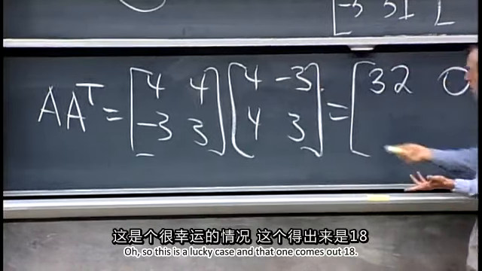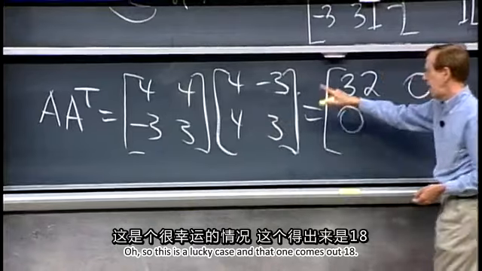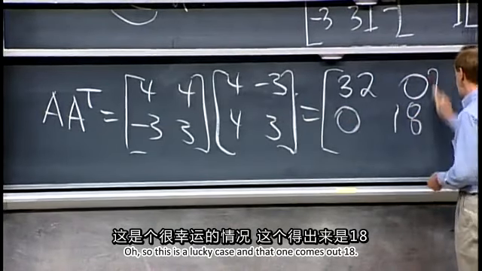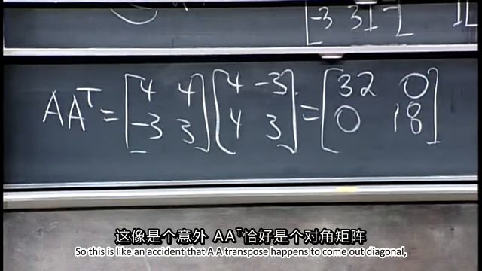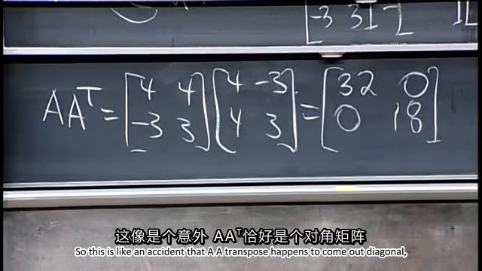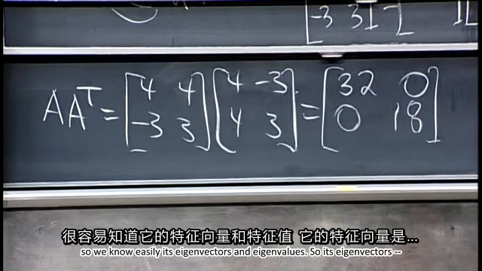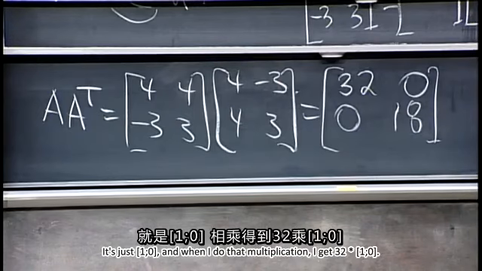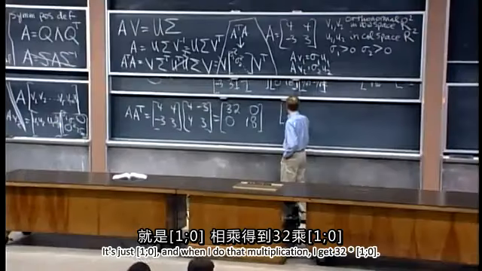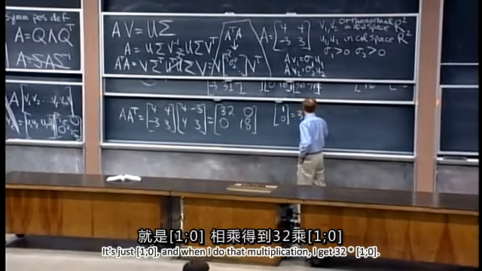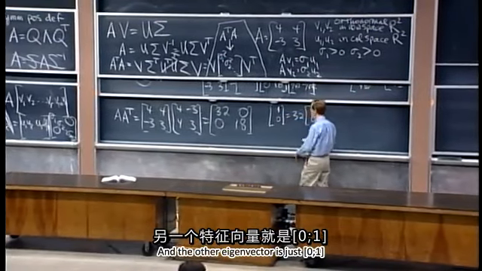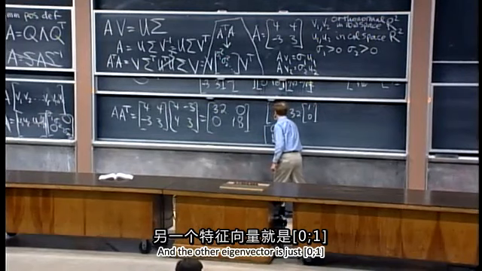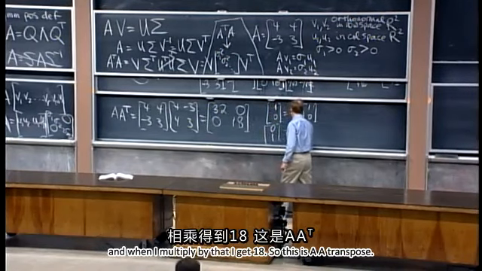That one comes out 0. Oh, so this is a lucky case, and that one comes out 18. So this is like an accident, that AA transpose happens to come out diagonal, so we know easily its eigenvectors and eigenvalues. What's the first eigenvector for this AA transpose matrix? It's just 1, 0. And when I do that multiplication, I get 32 times 1, 0. And the other eigenvector is just 0, 1. And when I multiply by that, I get 18.